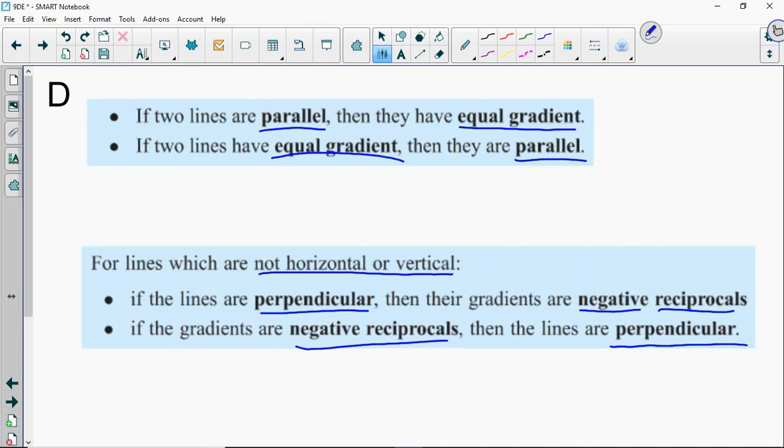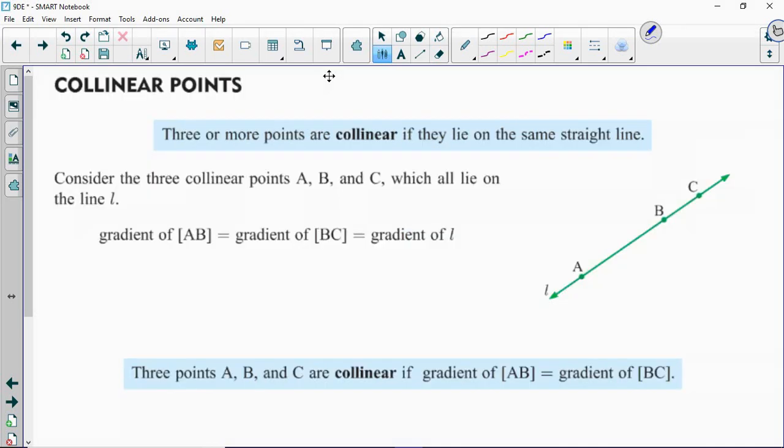But now we're going to move on to something else, just a bit of vocabulary, which is to say that points are considered to be collinear if they lie on the same straight line. You can kind of see that in the word there, collinear, so they're sharing a line. In our image here, A, B, and C are all collinear because they're on the same line. They're on the line L.